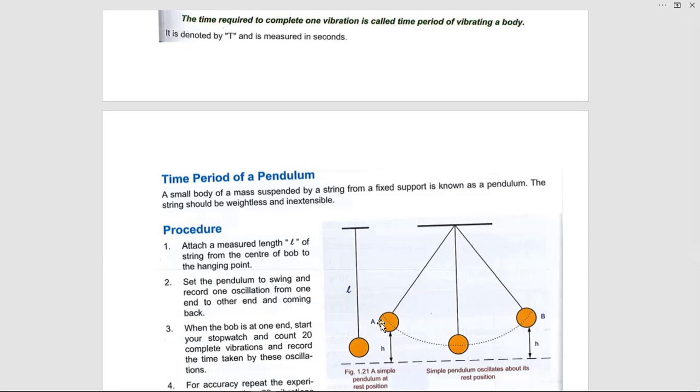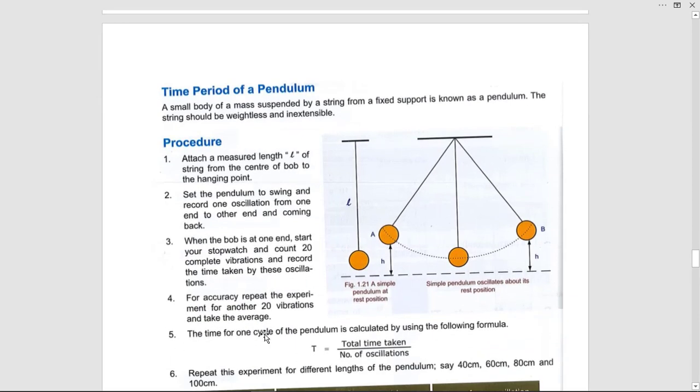How to find the time period for a pendulum? You have all these procedures. It's very difficult to find the time period of a pendulum by taking only one oscillation. You have to take more than one oscillation, for example 20 or 10 oscillations.